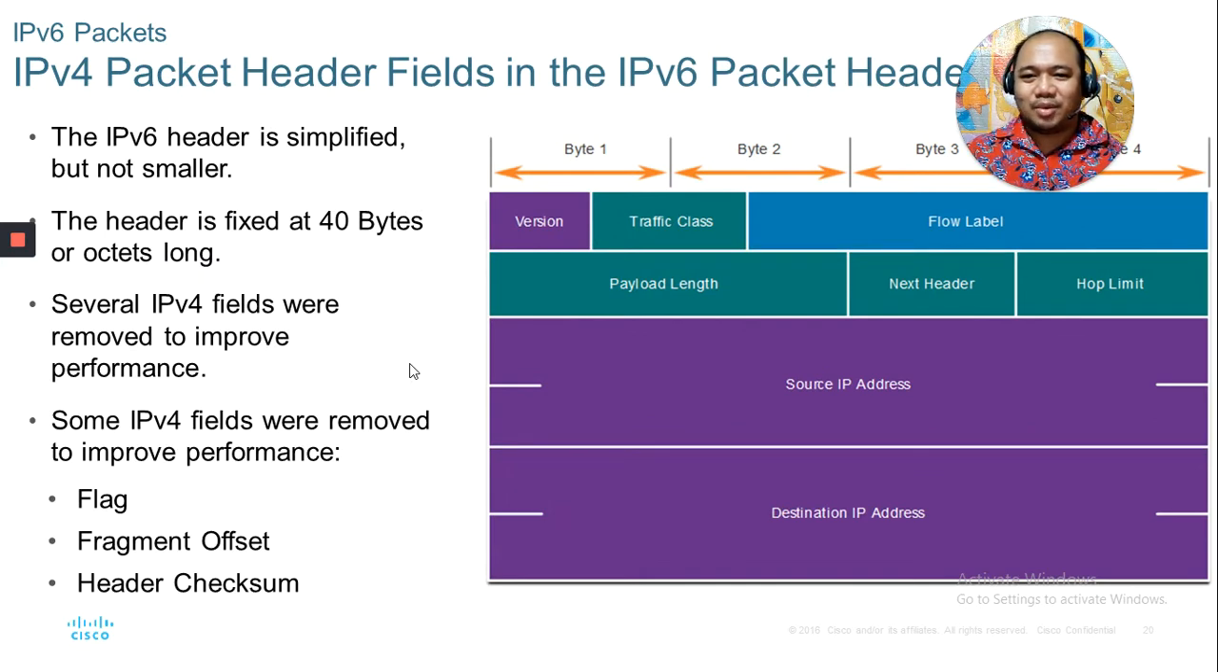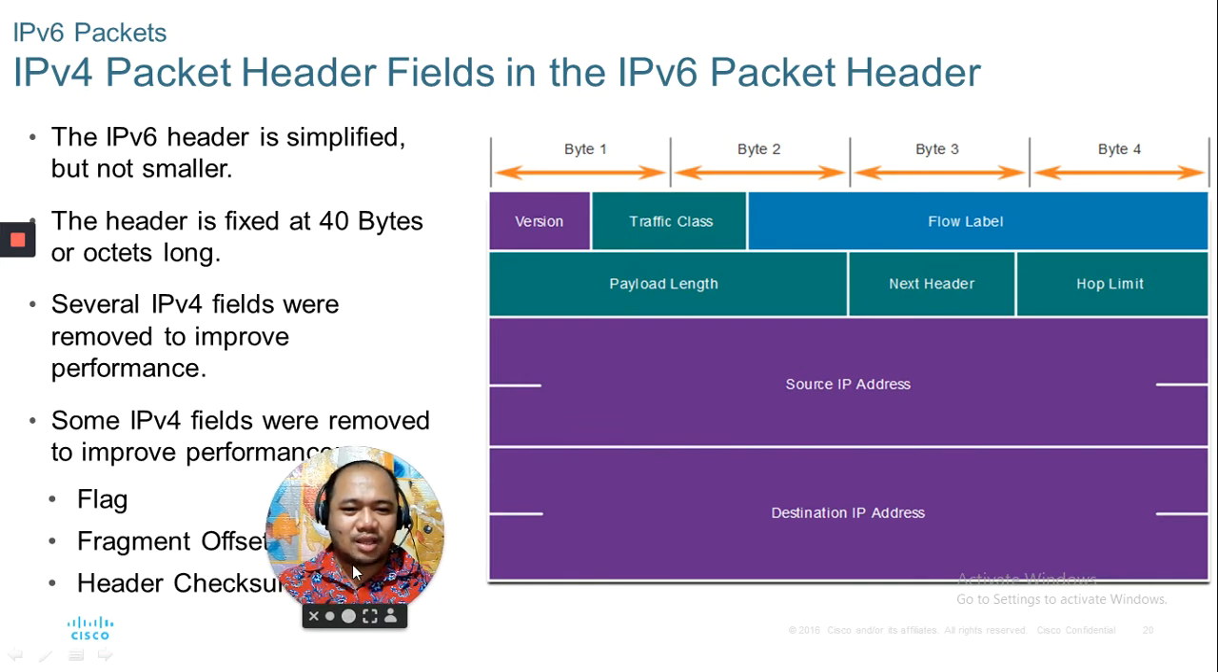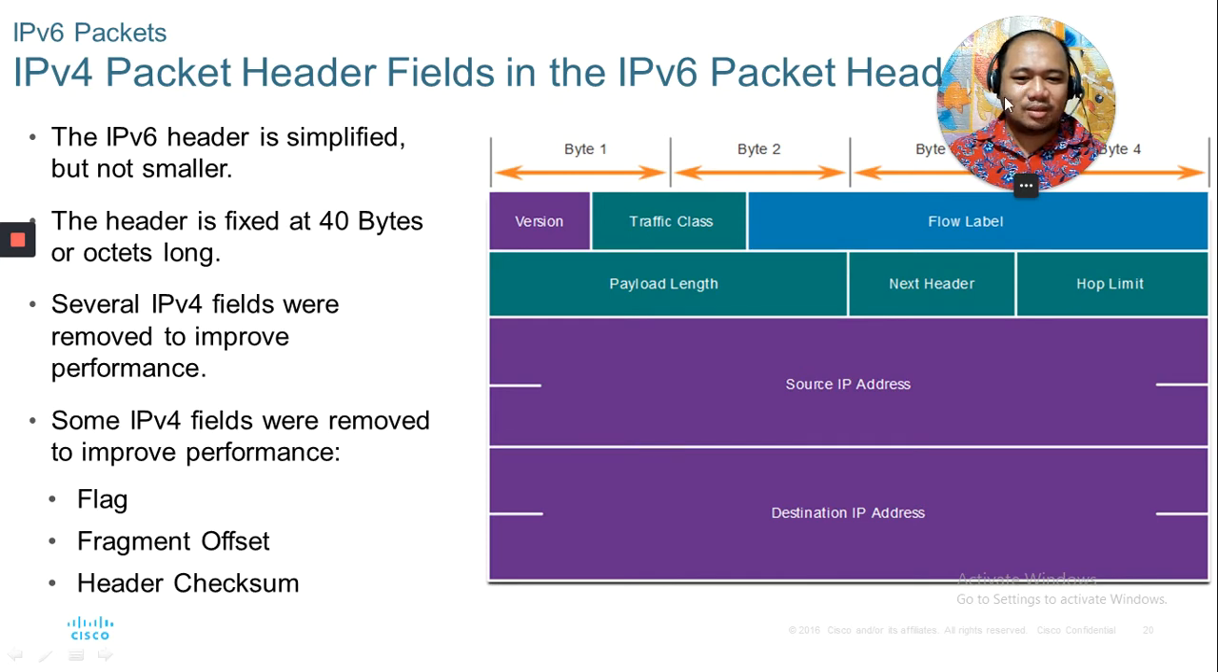So, the IP version 4 packet header and the IP version 6 packet header, you can see here. Previously, we showed you the header of IP version 4. Right now, they have already improved it. They removed some fields: the flags, fragment offset, and header checksum.